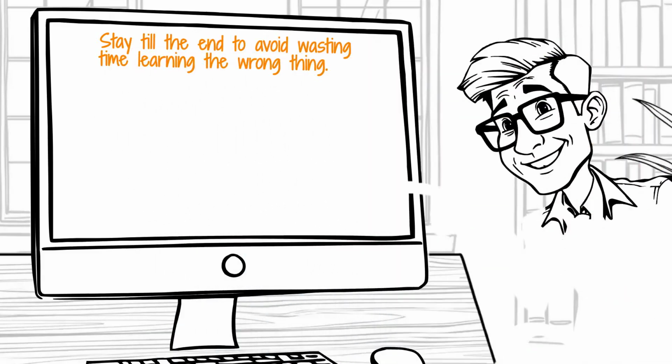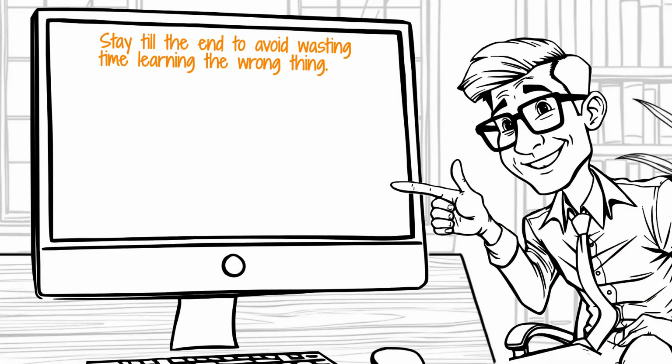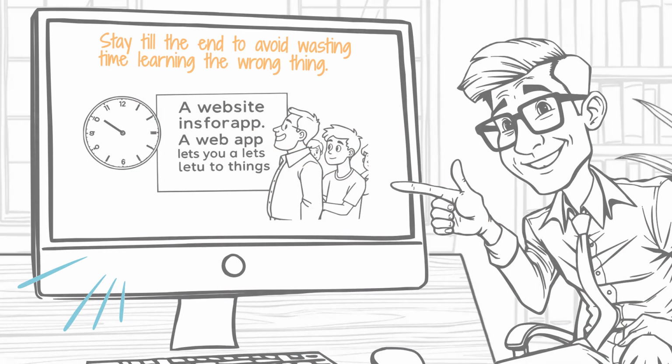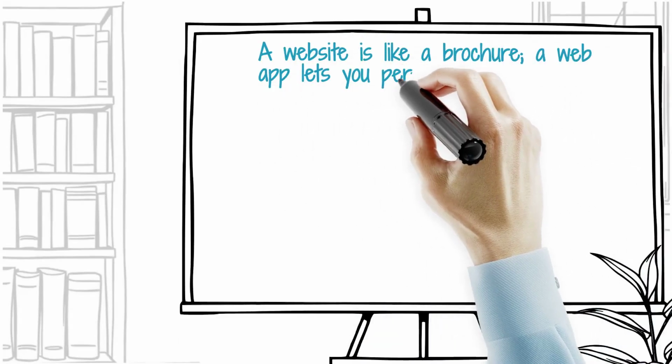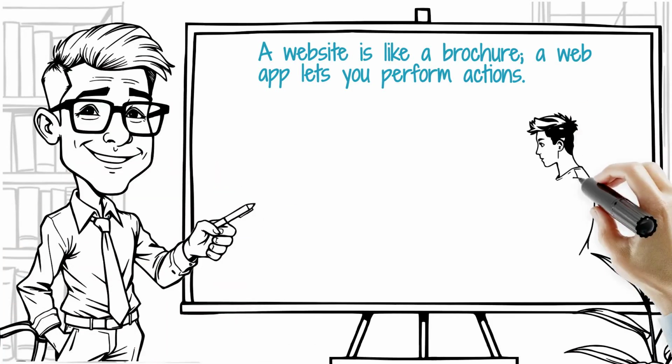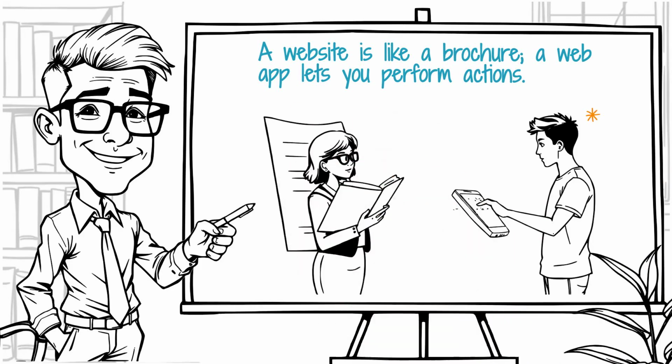Here's the easiest way to remember it. A website shows information. A web app lets you do things. Real-life example: a website is like a poster or brochure. You read it and scroll. A web app is like a service or machine. You use it to perform actions.